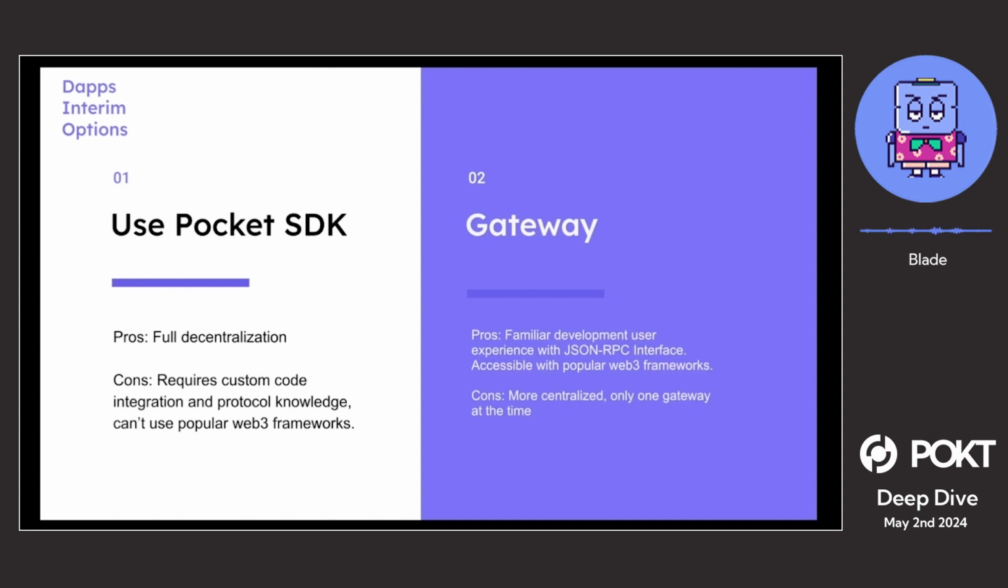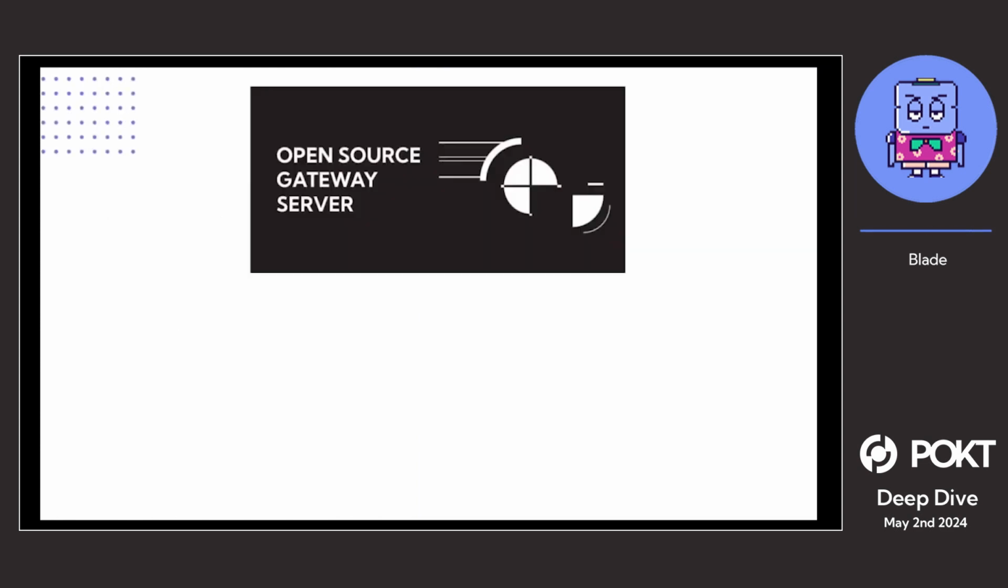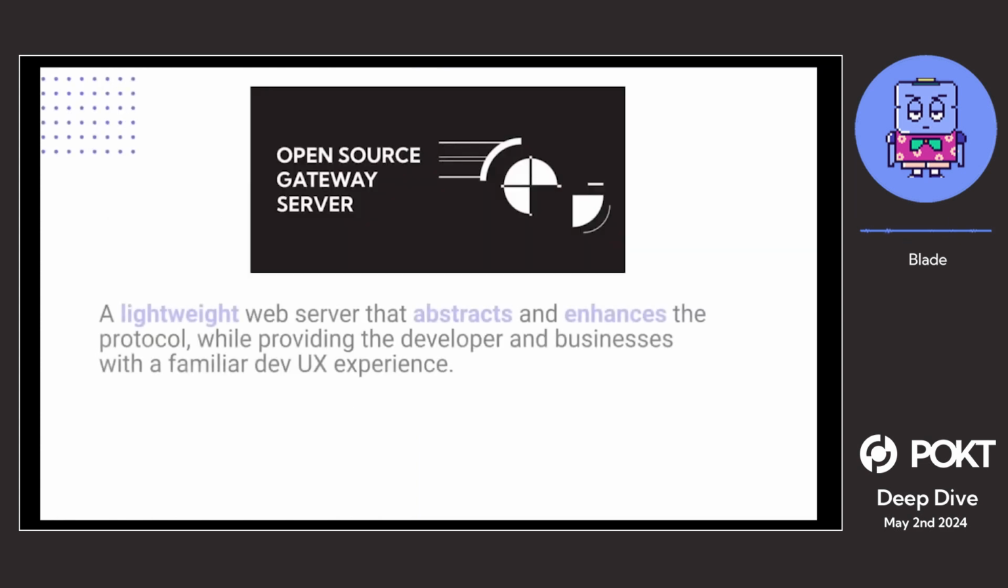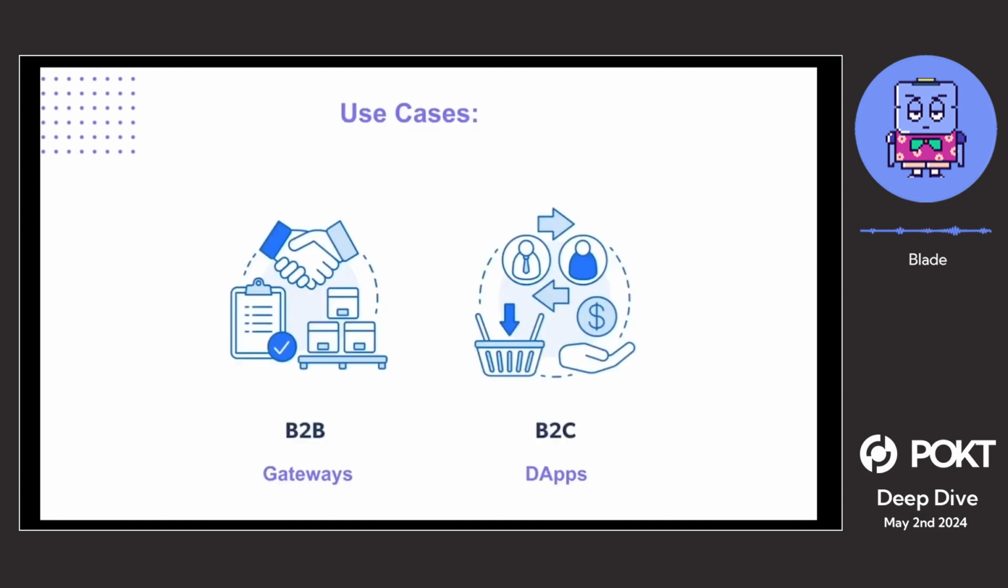Effectively, this is what allows us to grow into multiple gateways and potentially even light gateways. And I'll go into that in a little bit. So yeah, what is actually the gateway server? It's a lightweight web server that abstracts away the complexities of the protocol. And it also adds on a lot of enhancements to the protocol, such as quality of service checks, and provides you this simple HTTP endpoint that you could use to send a request over to the network. And so it provides a very development-friendly user interface and tooling that you could use to send over a request to the network.